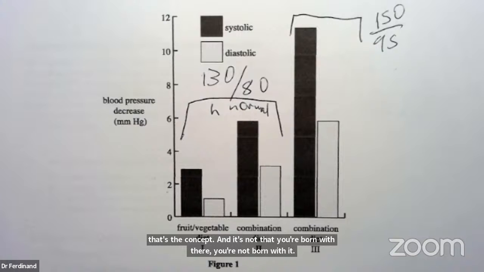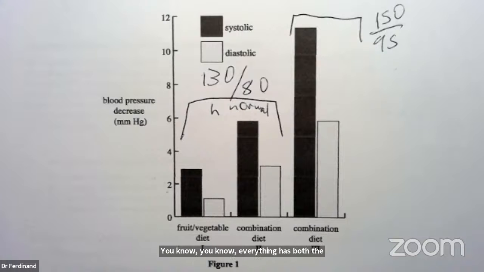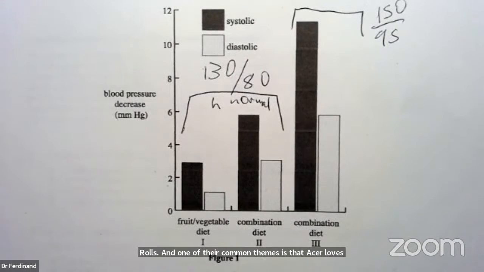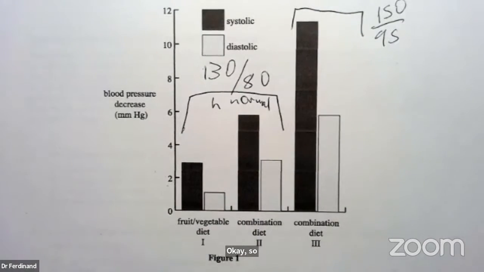Everything has both elements, nature and nurture, but the issue is that you practice this way in order to understand how ACER rolls. And one of their common themes is that ACER loves opposites, and we have to be attentive to that. Okay, so let us begin.